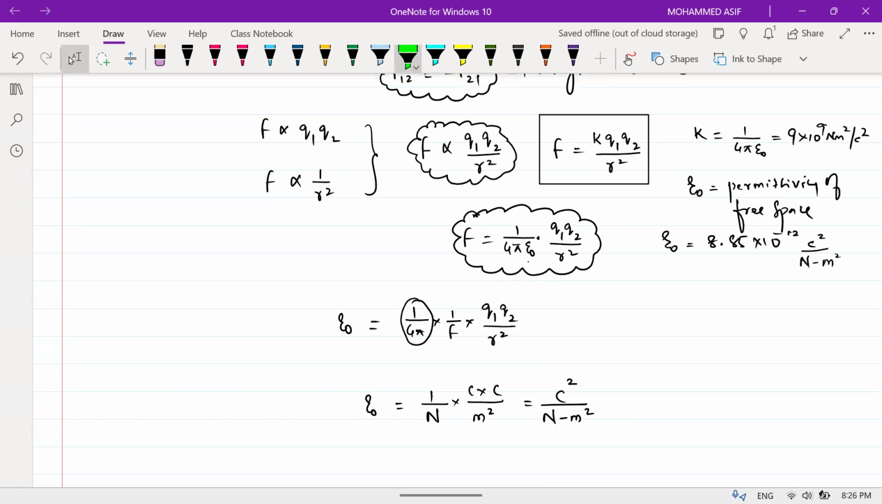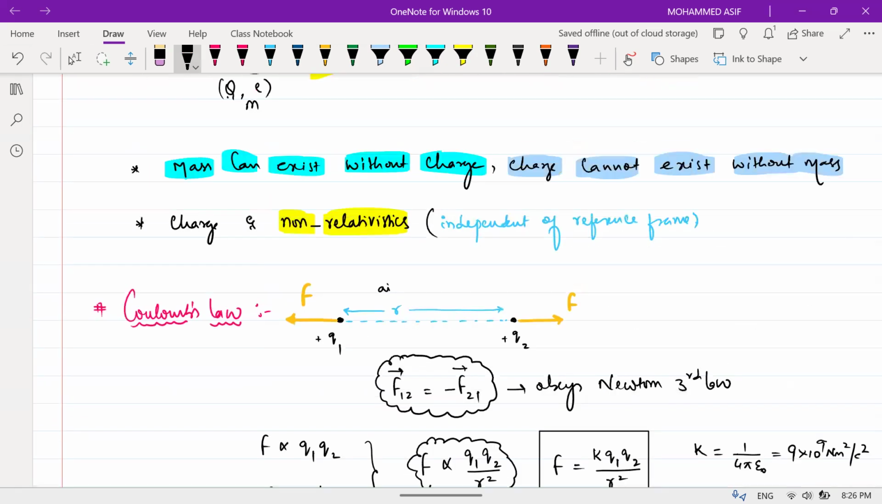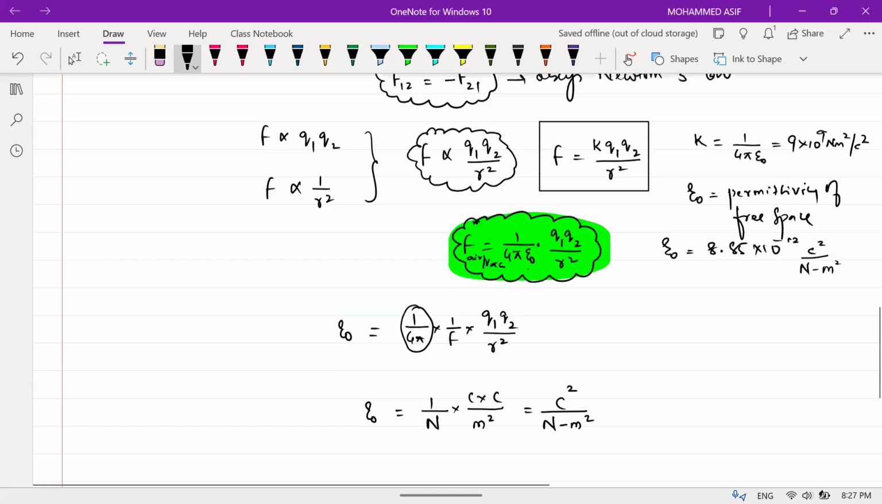Yes, sir. So now what is the formula I need to remember for Coulomb's law? F is equal to 1 by 4 pi epsilon naught into Q1 Q2 divided by r square. This is the force when the medium between Q1 and Q2 is air or vacuum. Either it may be air or it may be a vacuum.